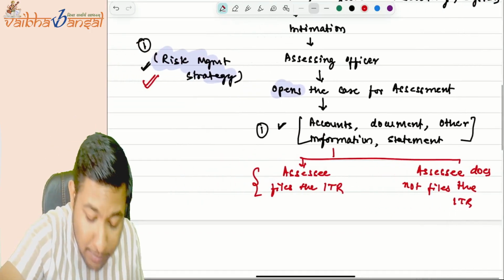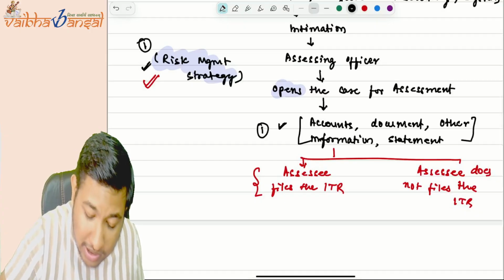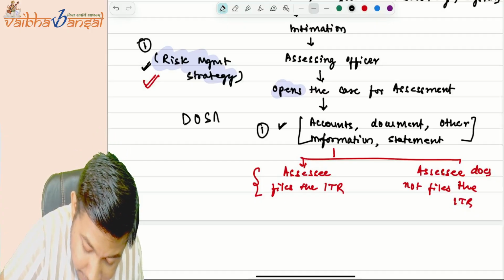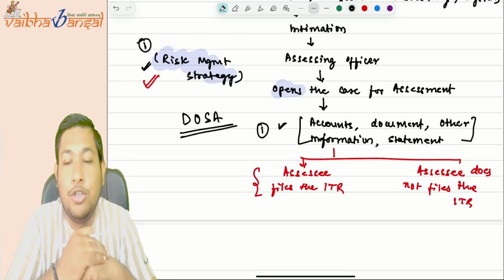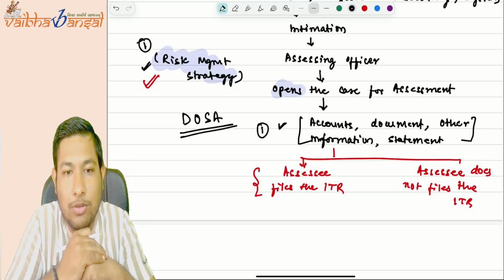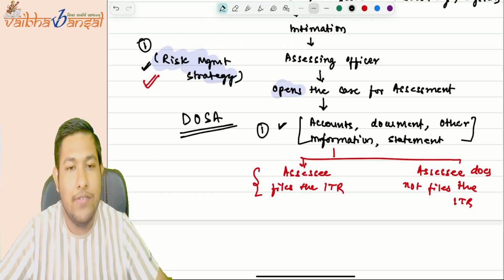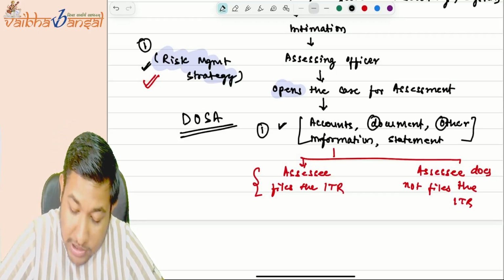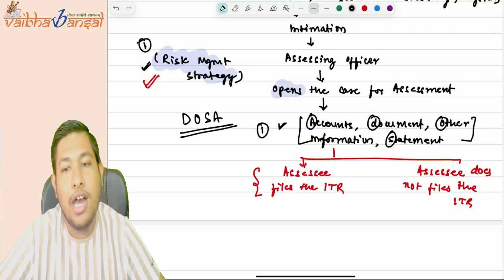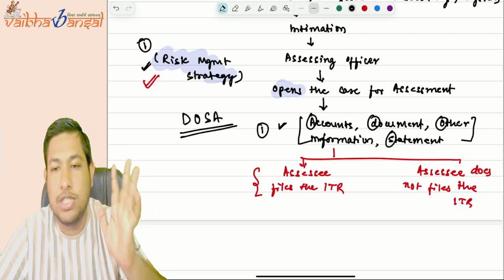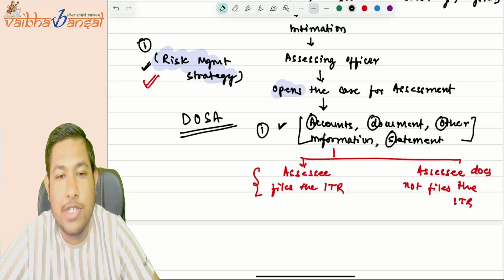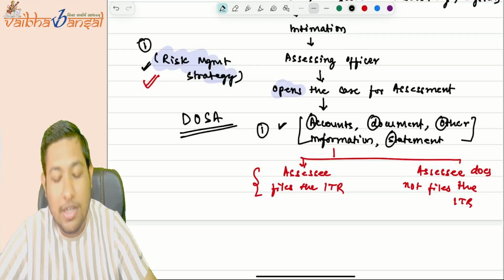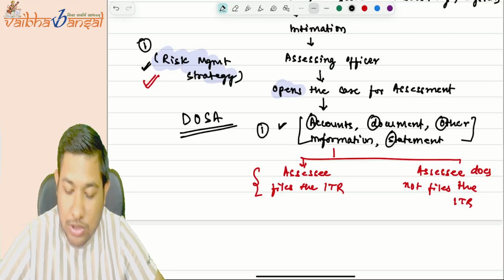And if you want to remember all these things, so see, there is a dosa, which is very famous in South India, even in North India as well. Okay, so this is the keyword to understand all these things. D for document, O for other information, S for statement, and A for accounts. You need to understand the dosa. Okay, the assessing officer is asking you for the dosa. Then please give him the dosa to eat.